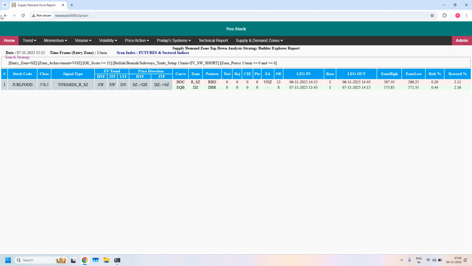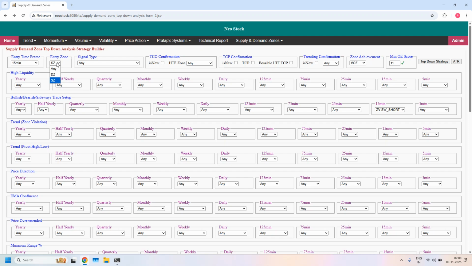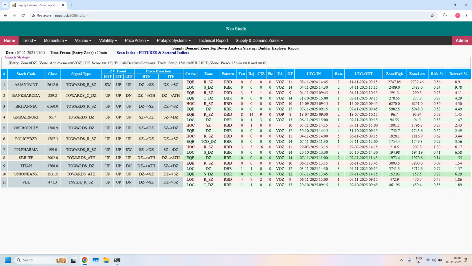Okay, next bullish trade setup for daily income trade. Changes are 15 minutes demand zone. We are bullish, and minimum odd enhancer score should be 12. Let's filter. We got 11 stocks supporting bullish trade setup for daily income trade, and all the entry time frame zones are 15 minutes demand zone. So total we got 11 stocks.